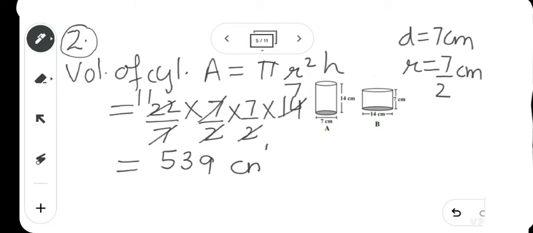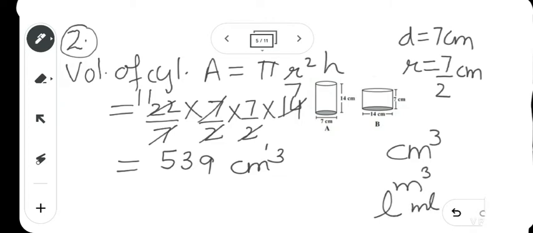Since it's a volume, its units are centimeter cube. See children, like area units are centimeter square, meter square, because we multiply two things. Here we are multiplying three quantities. So volume units are centimeter cube or meter cube or liters, milliliters. These are the units. So the volume of cylinder A we found.